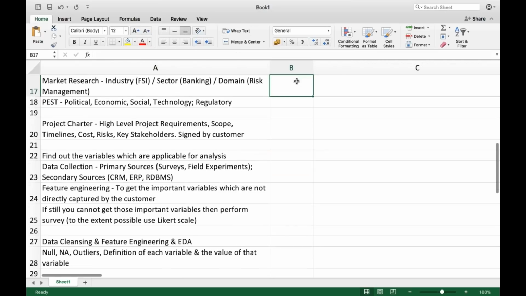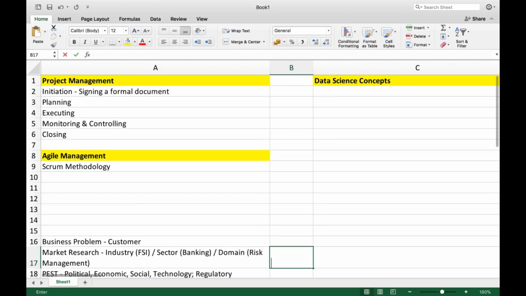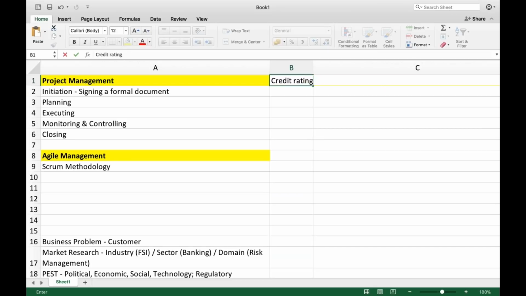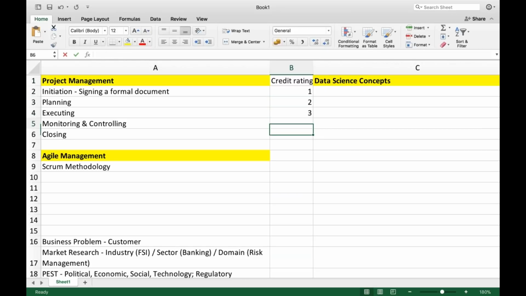So say there is one column called credit rating, for example, just a very hypothetical example, and you have data in that way.